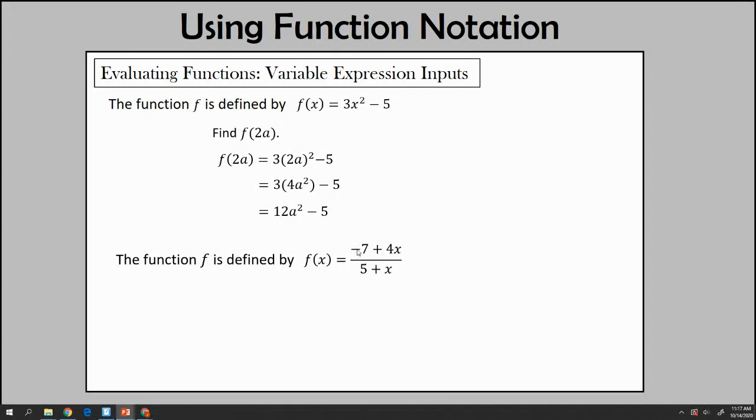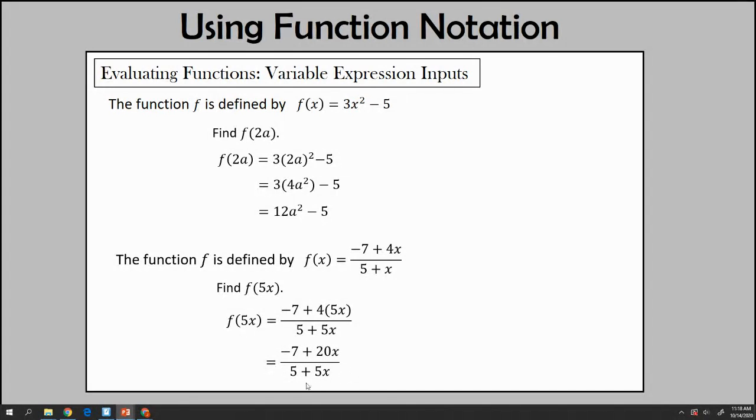Okay, what if it's a little more complicated? So here's our function, -7 plus 4x over 5 plus x. And they say find f of 5x. All right, so I'm going to replace in the f function both of the x's with 5x. So it's going to look like this, -7 plus 4 times 5x over 5 plus 5x. Now in the numerator, I got -7 plus 4 times 5x. I can do 4 times 5x, right? That's going to be 20x. The denominator is 5 plus 5x.